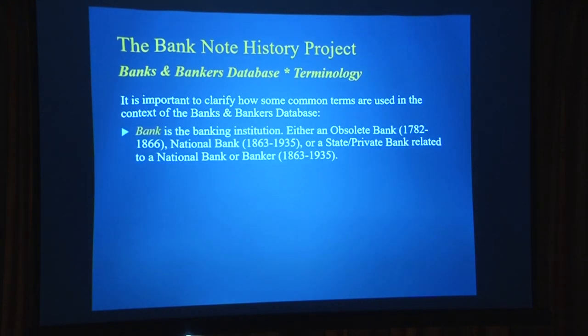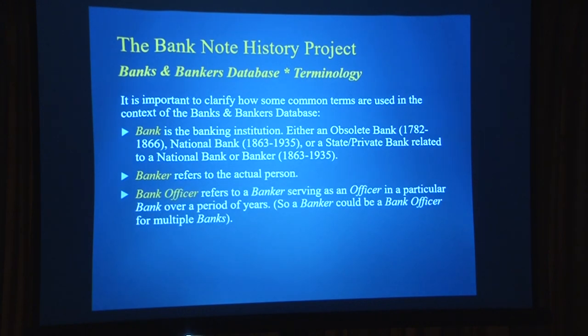First, bank is the banking institution, either an obsolete bank, national bank, or a state or private bank that's related to a national bank or banker. The banker refers to the actual person. A bank officer refers to a banker serving as an officer in a particular bank over a period of years. So that means a banker could be a bank officer for multiple banks. So that's kind of the main primary distinction we need to get out of this slide, the difference between banker and bank officer there.